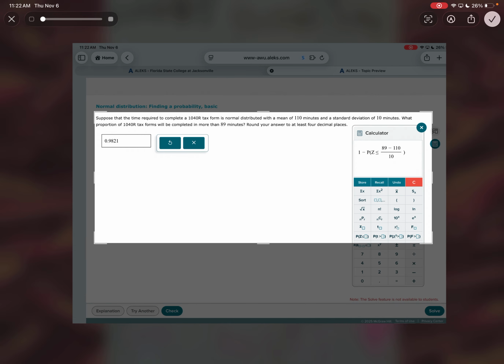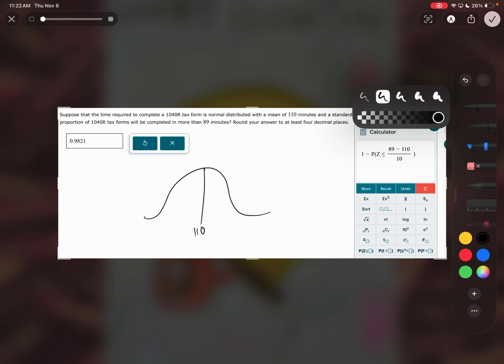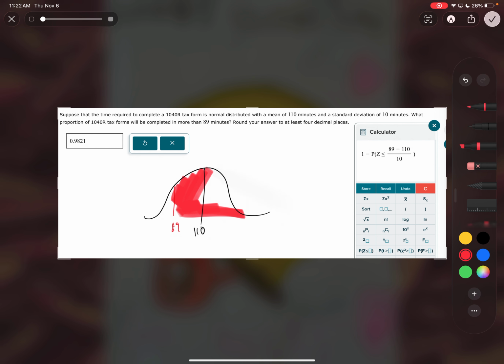That is the easiest way to do that one. Again, what I would do, just real quick on your paper, okay, 110. Like I remember doing this just to make sure I always shaded the right way and did the right thing. 110, 89. 89 would be on this side. More than, I'm going to shade this way, okay? So that tells me since I'm shading to the right, I have to do 1 minus that number, okay?